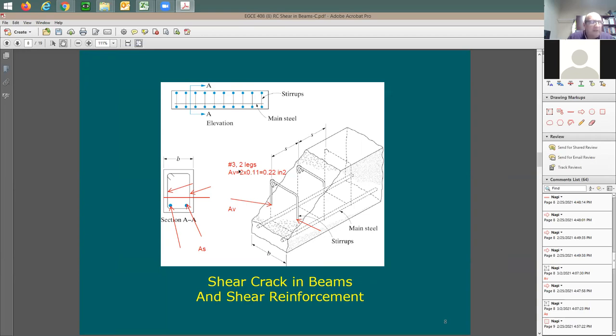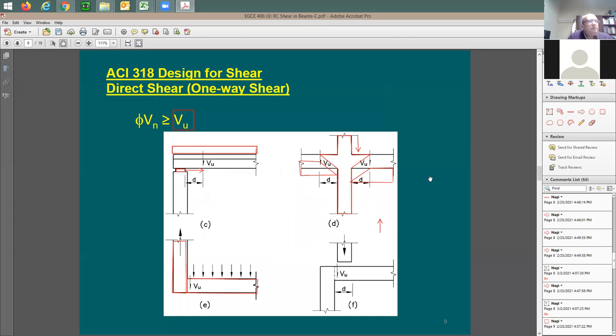It's very important that you understand the term A sub V and how you figure it out. I don't want you to be confused between A sub V and A sub S. Both of them refer to the cross-section area of steel. A sub S refers to the flexure, which means using the moment, this gives you tension. And this one is for the shear, to resist the shear and give you some shear strength.